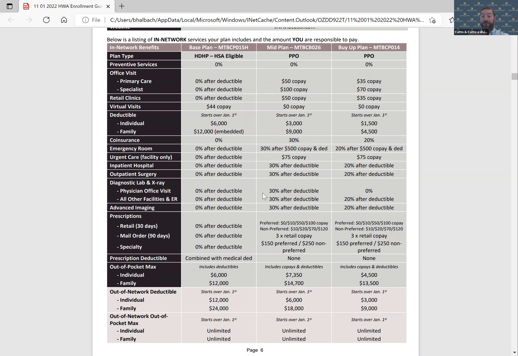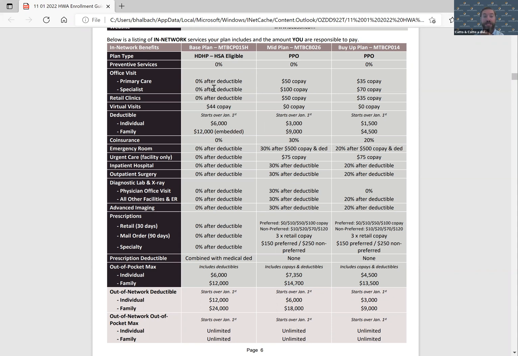We're not going to cover everything that can be covered, but please reach out to me if you have any questions that wouldn't be appropriate for a group setting, because we want to make sure that you get what you need. But these plans are the same as they were last year. We have an HSA plan, 2 PPO plans. Let's compare and contrast them.